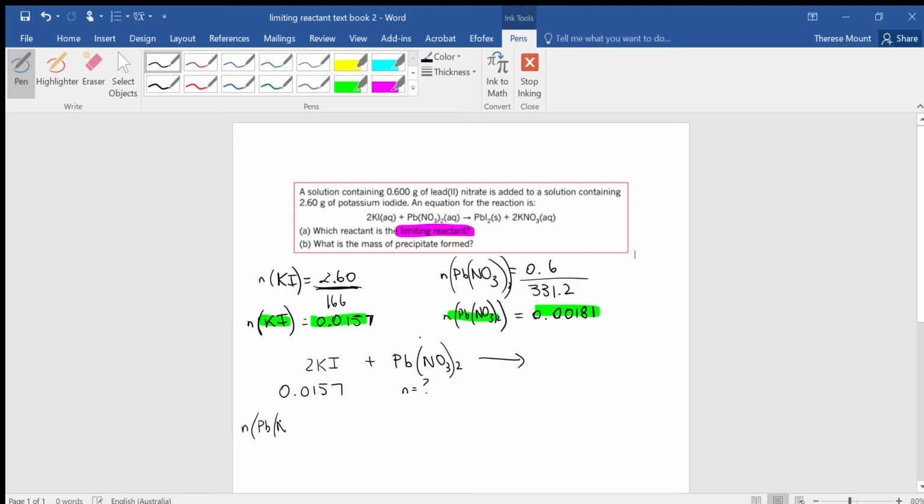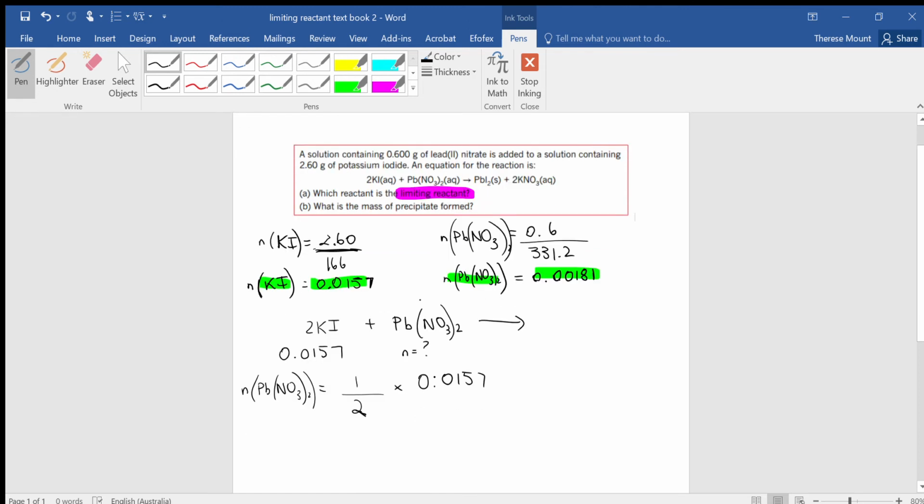Well, our unknown is equal to our molar ratio, which is the unknown coefficient, which is 1 in this case, over the known coefficient, which is 2 in this case, times the known value, which is 0.0157. So half of that, 0.0157 divided by 2 mole of lead nitrate is 0.008785.